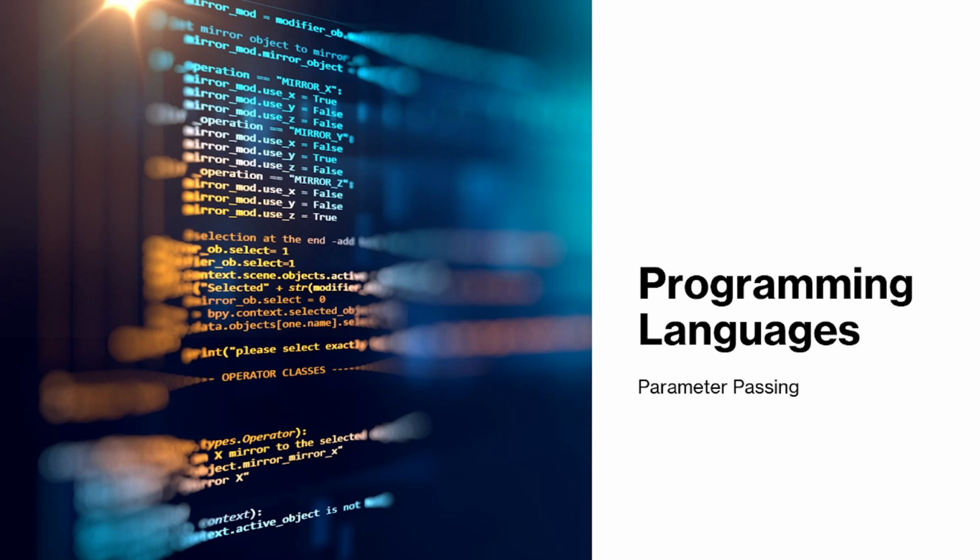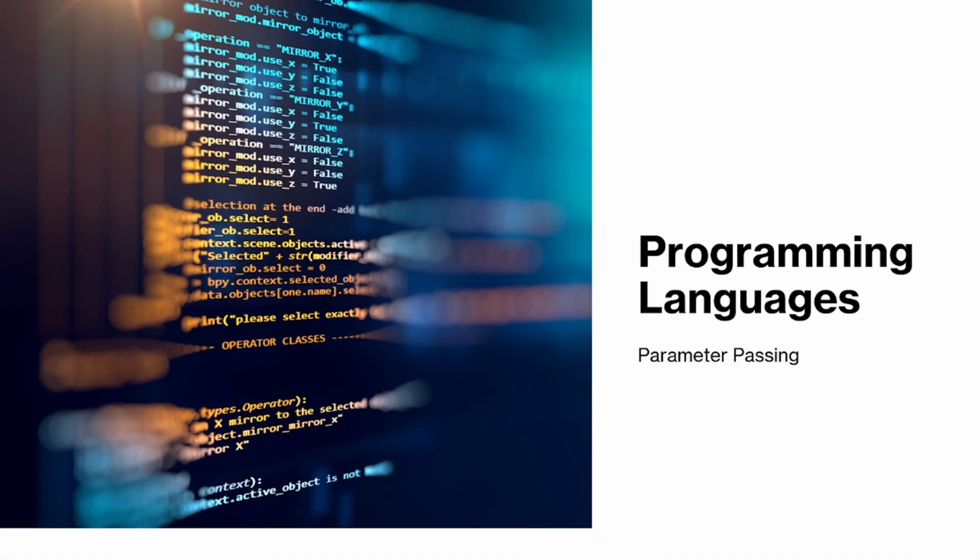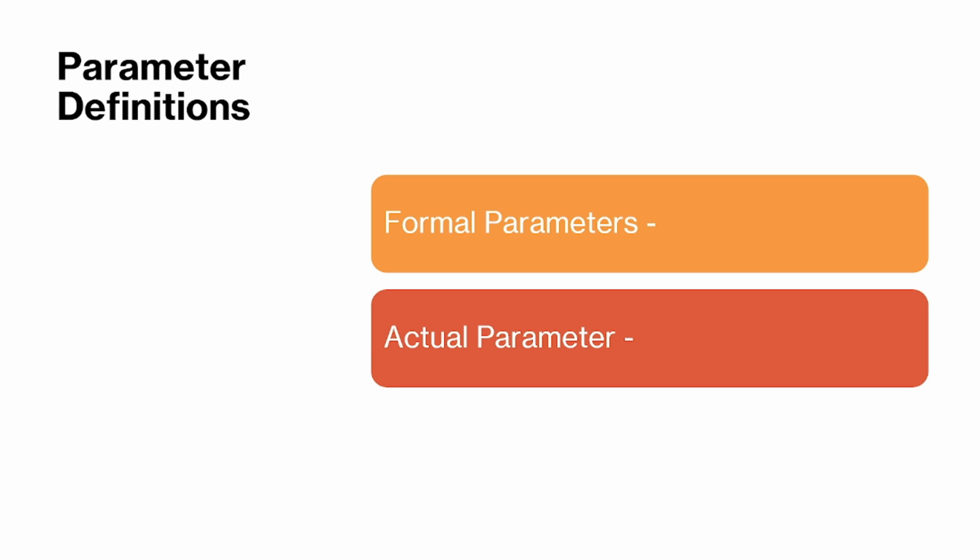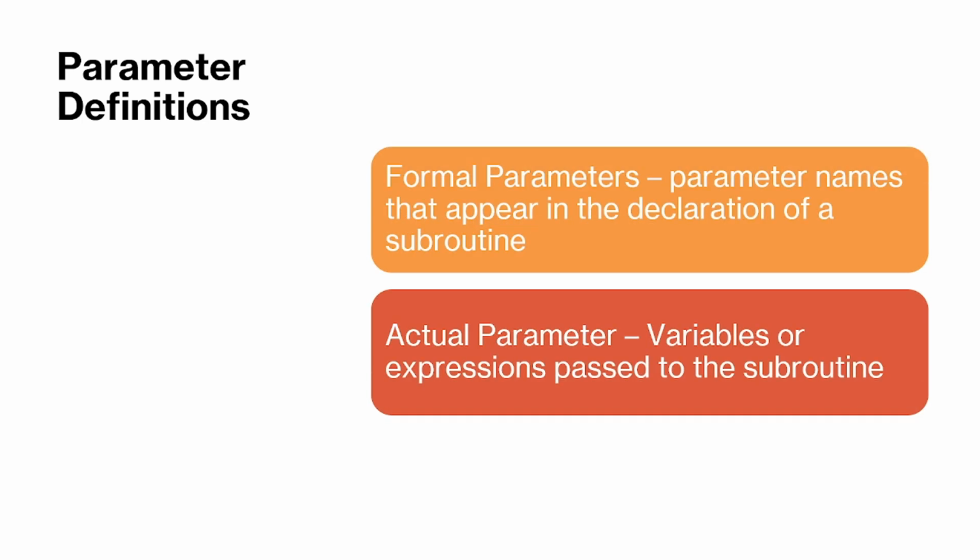Programming languages. Parameter passing. Parameter definitions. So there are two parameter definitions. We have formal parameters and actual parameters. Formal parameters are the parameters defined by the function, and the actual parameters are the variables that get passed to the function. As we can see here, parameter names that appear in the declaration of a subroutine are formal parameters, and actual parameters are variables or expressions passed to the subroutine.